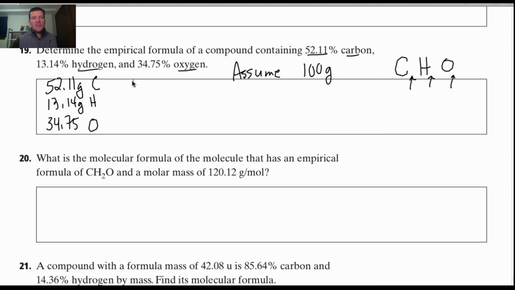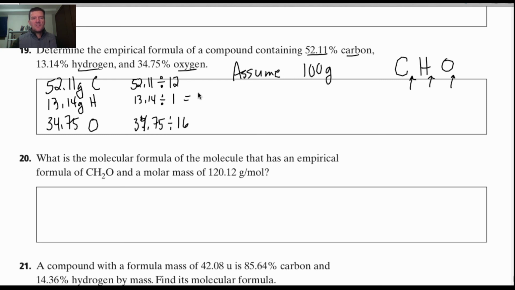So for carbon, I take 52.11 and I divide by 12, which is the molar mass of carbon. For hydrogen, I take 13.14 and I divide by 1. For oxygen, I take 34.75 and I divide by 16. So do that on your calculator. Let's see what we get.